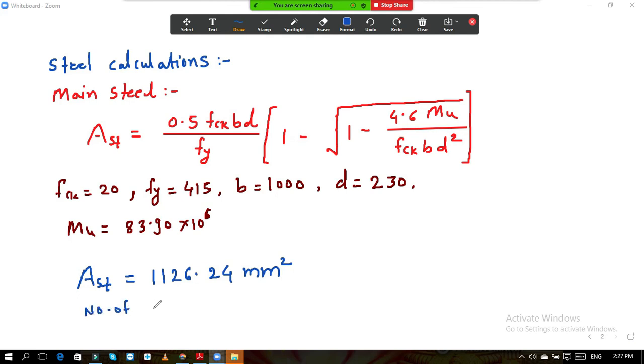Number of bars is equal to 1126.24 divided by pi by 4 into 10 square. 10 mm is the diameter of the bar. So let me know the numbers.